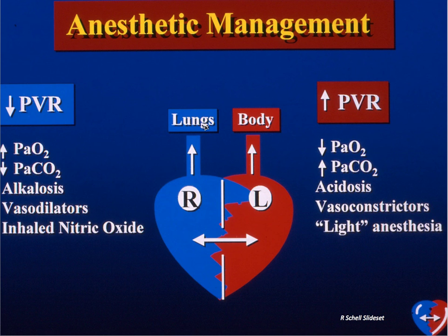So we want to decrease PVR, and we can do that with maintaining oxygen levels up, keeping the CO2 down, avoiding acidosis, using things like inhaled nitric oxide, remembering that things that increase pulmonary vascular resistance we want to avoid, like hypoxia, hypercarbia, acidosis, light anesthesia, and hypothermia.